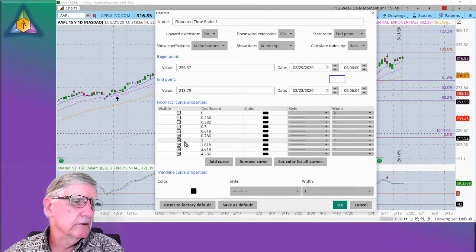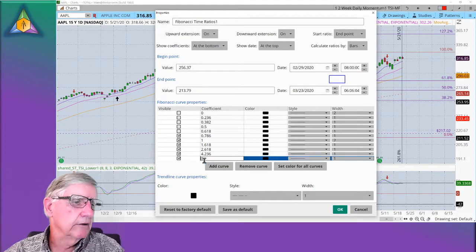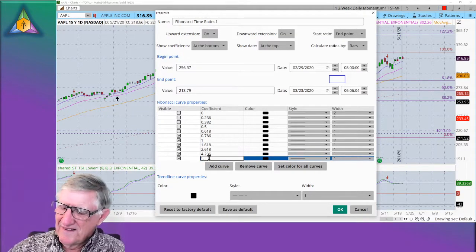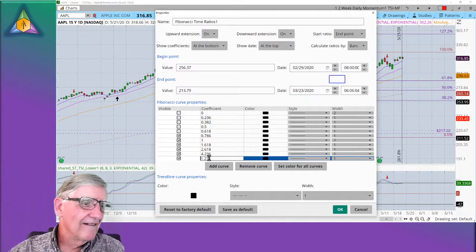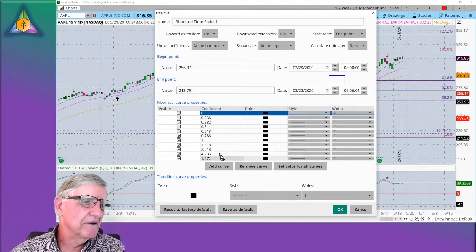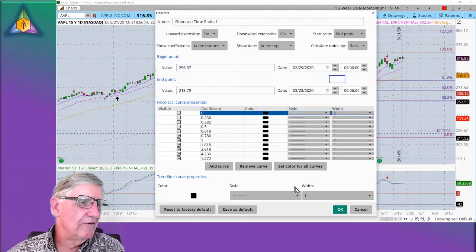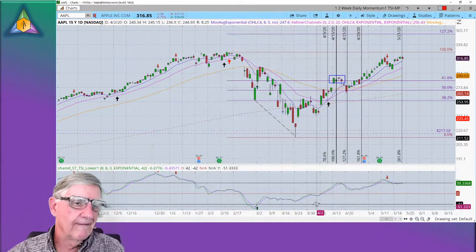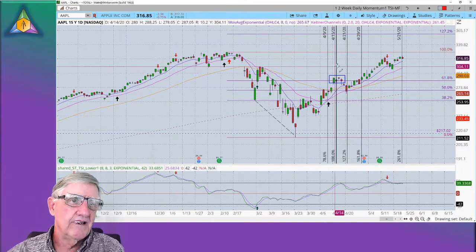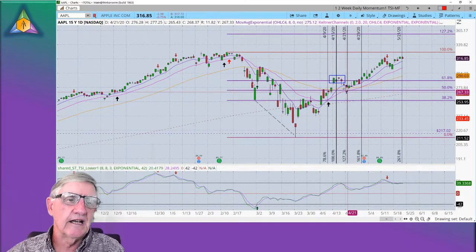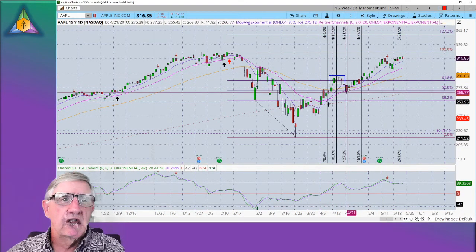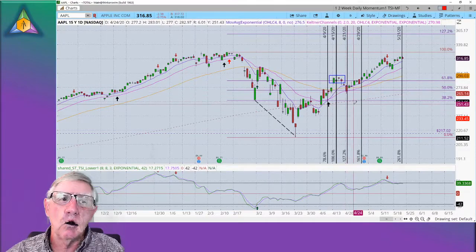Oh, you rascal. Okay. I need to add a curve. Let's go ahead and just add that one in there. There we go. Yeah, I like to get that 1272 in there because, as you can see, it pulled back into the 1272.